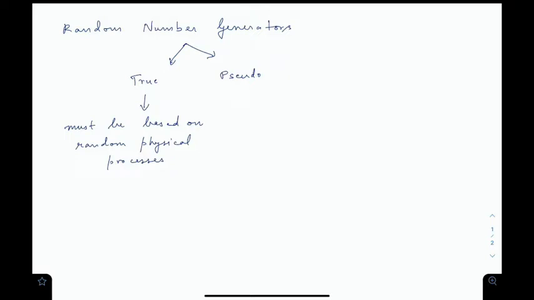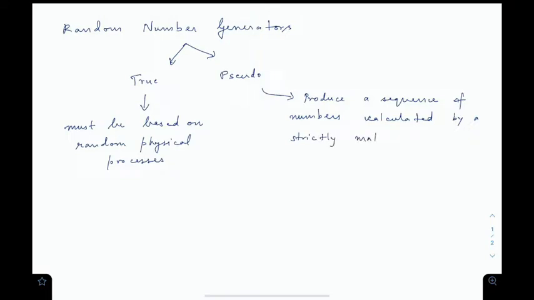So, it's more preferable to use pseudo-random number generators. Now, pseudo-random number generators, they produce a sequence of numbers calculated by a strictly mathematical procedure, which nonetheless appear random by some statistical tests. But since the sequence is not really random, there will certainly exist some other statistical test for which it will fail to appear random.